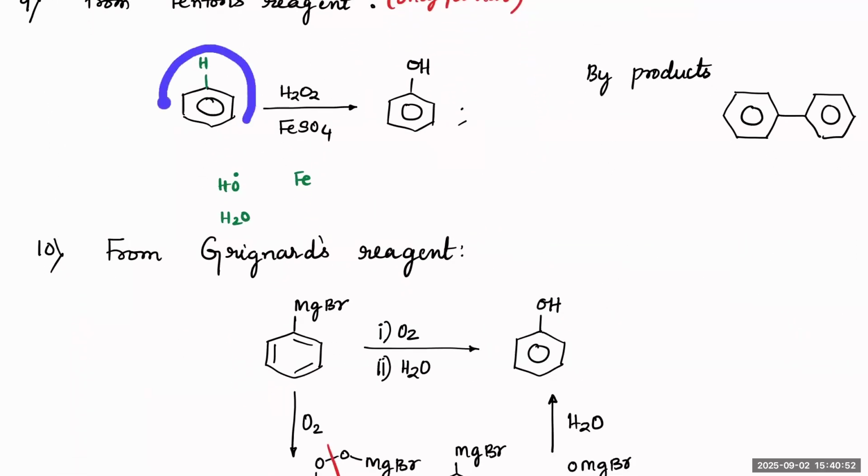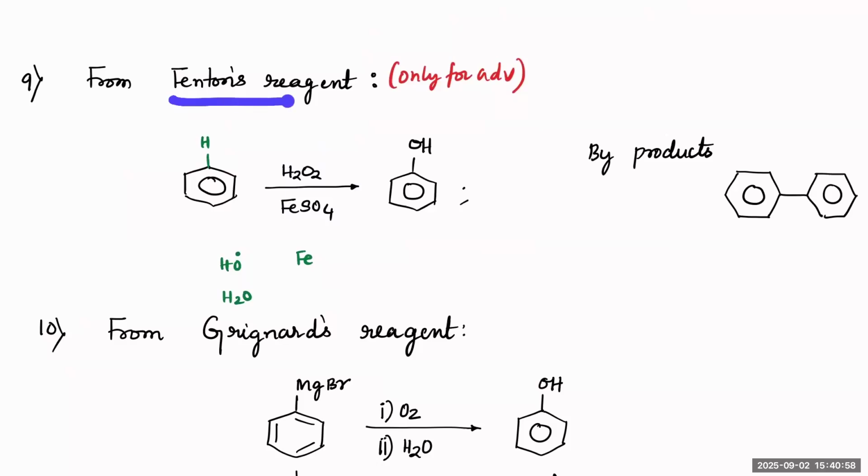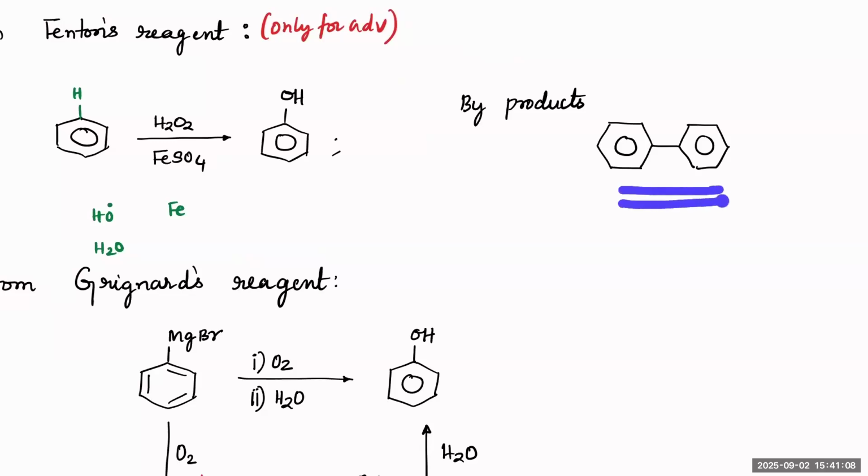Same way, benzene, when you react with FeSO4 in peroxide, FeSO4 in peroxide is called Fenton's reagent. Fenton's reagent, using a radical form, will convert this into a phenol. The byproducts of Fenton's reagent being these two phenols terminating with each other because they are radical forms. So you'll get a biphenyl as a byproduct here.